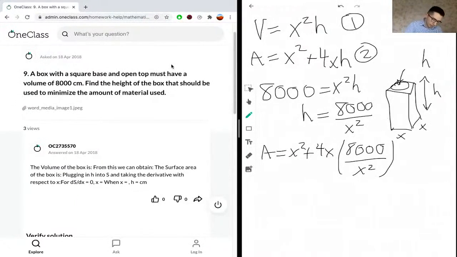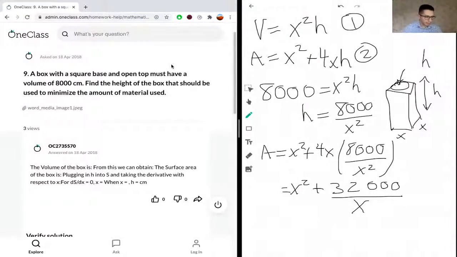And now we can simplify this even further. x squared plus, 4 times 8 is 32, so it's 32,000 over, we have 1 x on top and 2 x's on the bottom, so we are left with 1 x on the bottom. So x cancels out one of the x's on the bottom. Now we've found the equation for area in terms of x. Now to minimize the surface area, we want to find the value of x when we take the derivative and set that to 0.